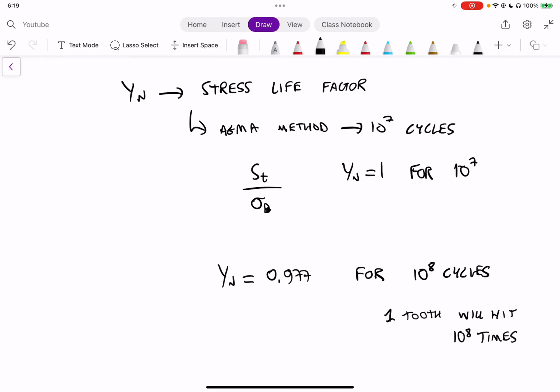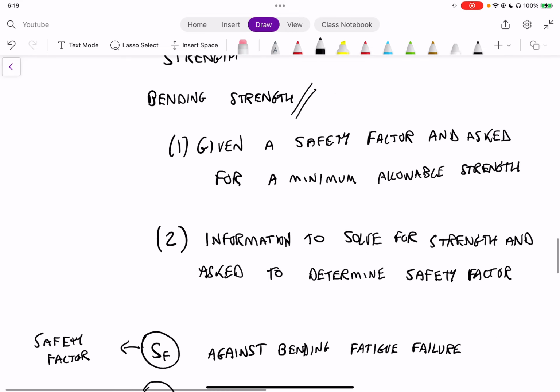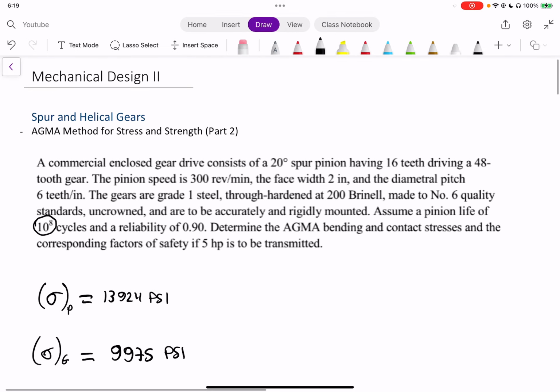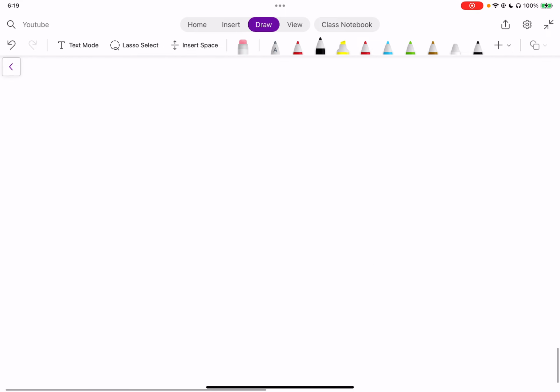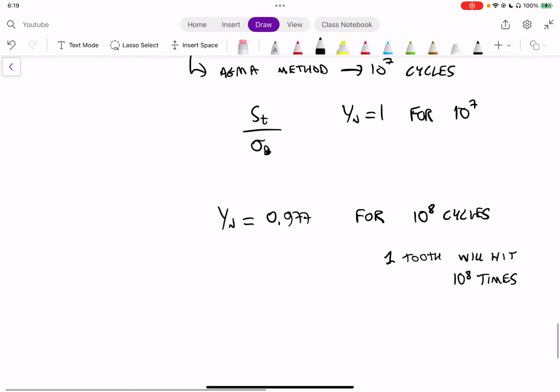Now, what's important is to go back to the question and figure out whether it is a tooth from the pinion or a tooth from the gear. If we go back to our question, we see that it says assume a pinion life of 10 to the 8 cycles. So we're going to have to think about this one a little bit. The pinion is going to hit 10 to the 8 times, so we're going to write YNP. Now, YNG is going to be different than P.